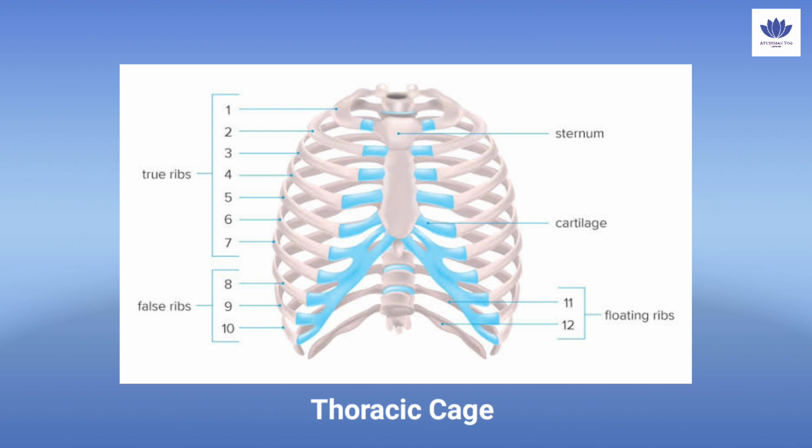Then number 8 to 10 are referred to as false ribs because these are attached indirectly to the sternum via costal cartilages from the ribs above. And number 11 and 12 are referred to as floating ribs because these do not attach to the sternum at all.